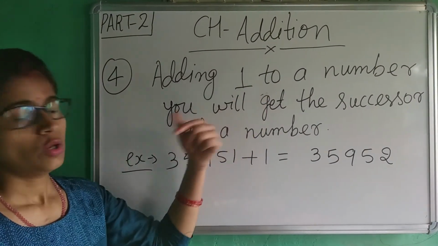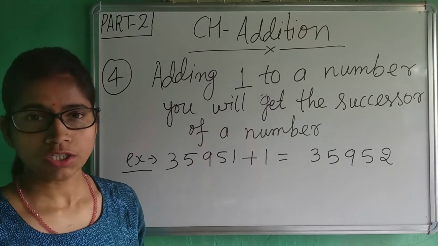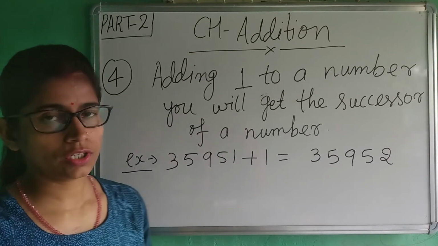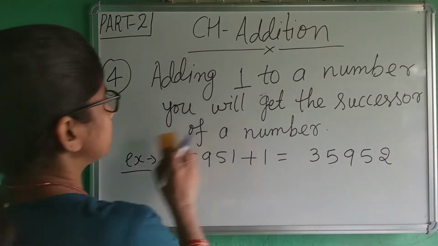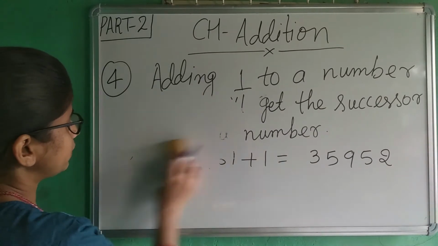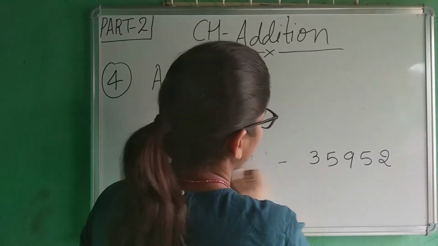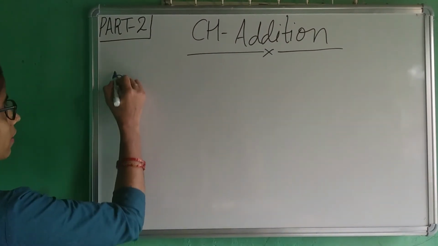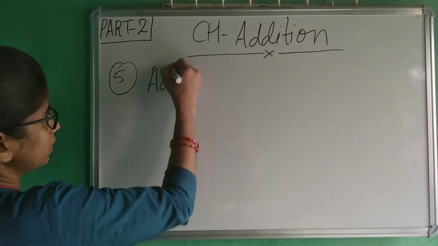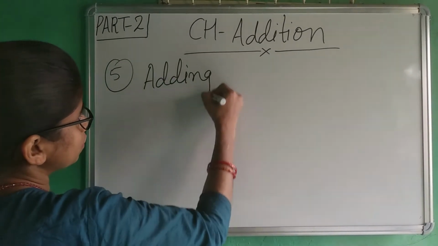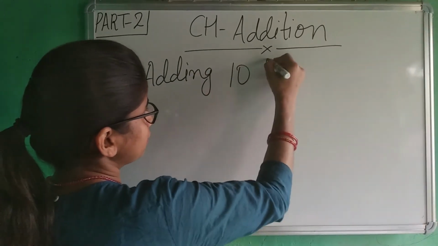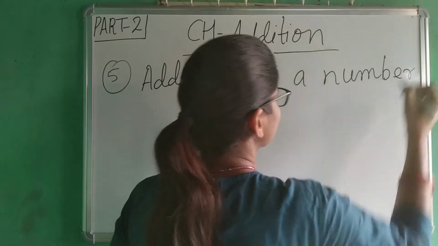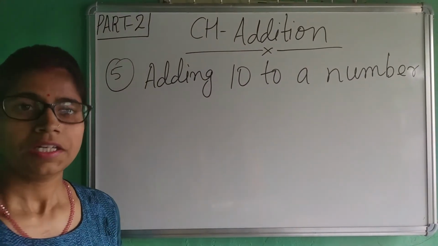The property is saying when you add 1 to a given number, you will get the successor of the number. Okay, understood? Let's move to the fifth property, that is, what will happen when you add 10 to a number. Okay, the fifth property is adding 10 to a number. What will happen when you add 10 to a number?